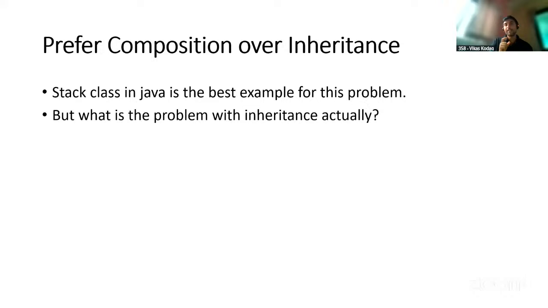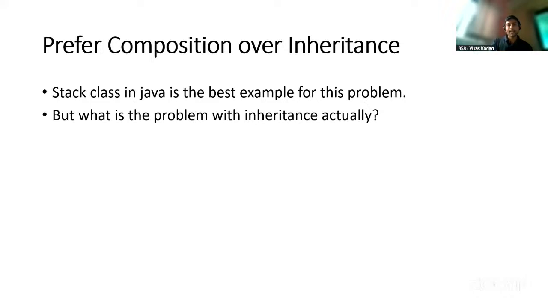A very famous example that Java itself provides us that in turn supports this principle is the Stack class. The Stack class in Java is the best example of this problem, and the problem being we should not use inheritance everywhere. There are places where it is useful, but only in those places we should use it, and we should not use it willy-nilly. Why do I say that?